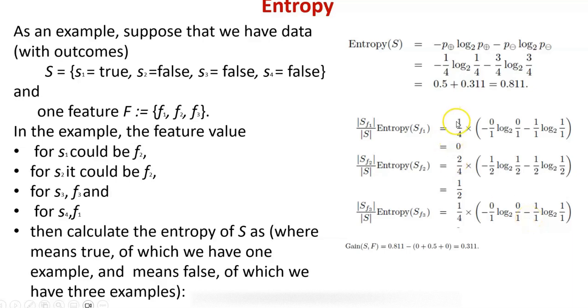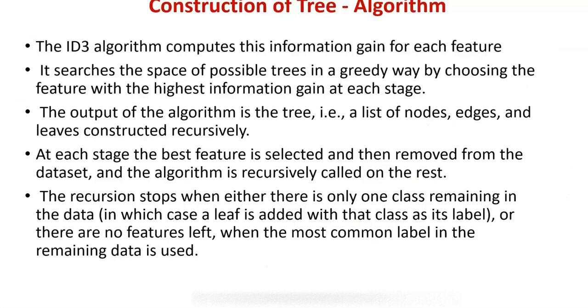Okay. Now, we have to take the summation of it. When you are taking the summation with respect to the feature F, its value is 0.311. When you are calculating information gain, the information gain with respect to feature F is 0.811 minus 0.311. So, the final answer will be 0.5. So, this is the information gain for this feature F. Okay. So, likewise, you have to calculate.